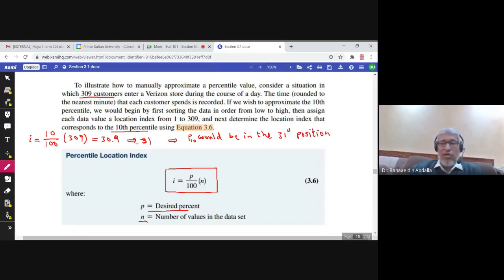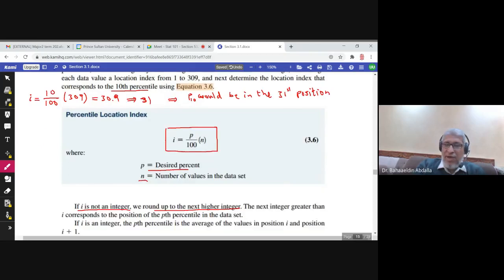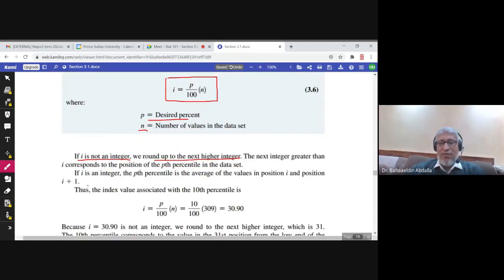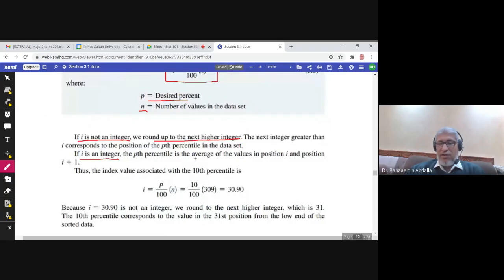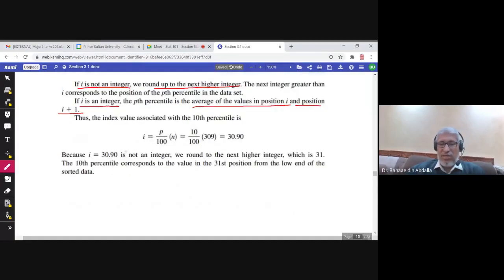So if you order the data, value number 31 is the 10th percentile for any 309 values. For any 309 values, the 10th percentile would always be the value in the 31st position. What happens if i is an integer? If the answer is 20, for example, if i is 20, then you have to take the average of the values in position i and position i plus 1. Okay, that's the case.